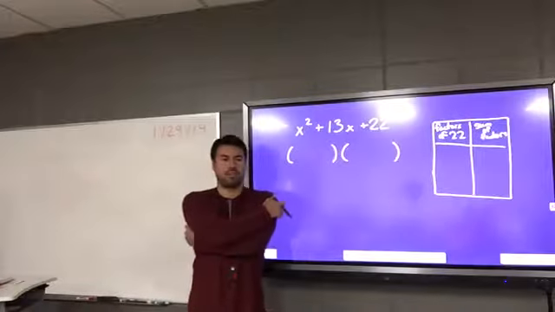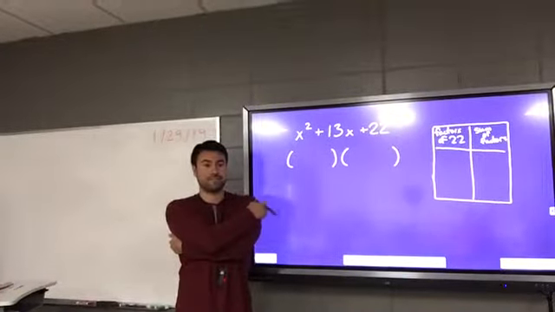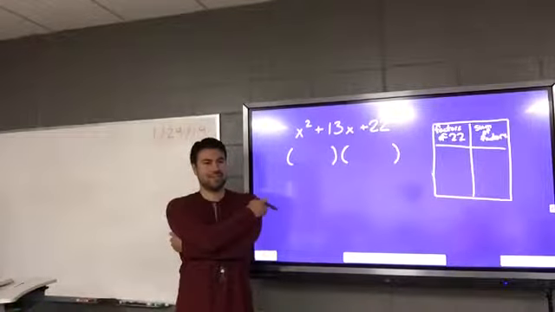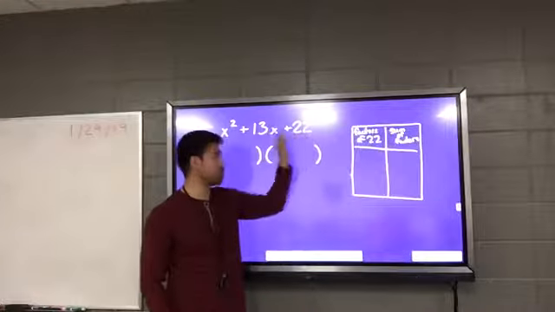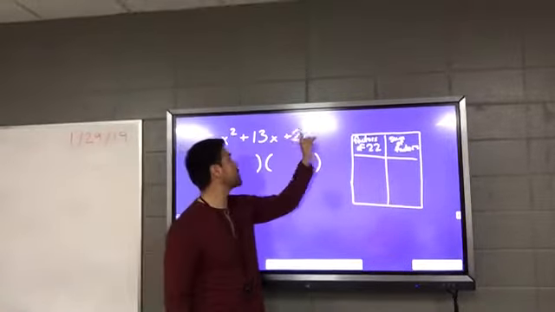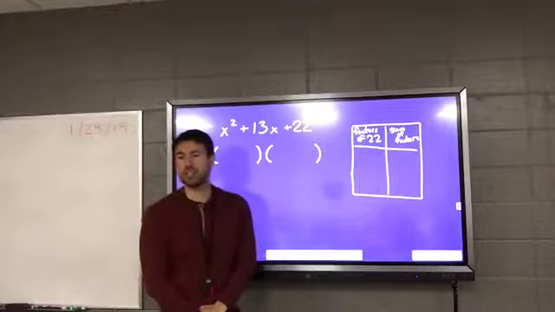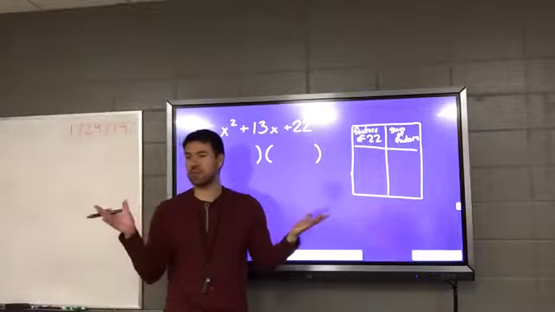Okay, so are you trying to find the factors of 22? Oh, I see that now. Yep. You want to find the factors of the constant, or the last term, that add up to be 13. So can you throw out a guess? Just throw out, what are factors of 22?